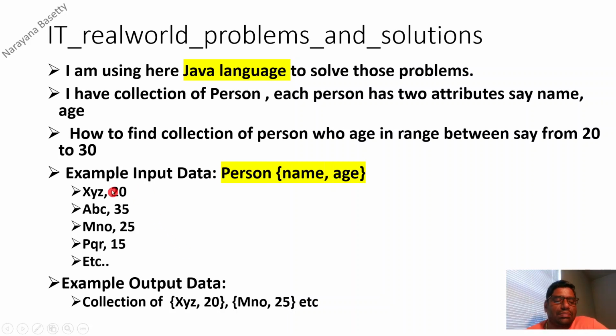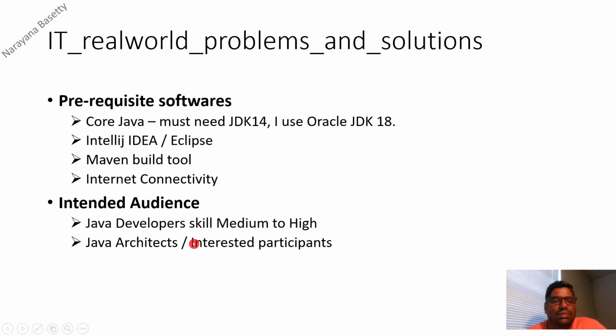So example input data is, say, the name of the person is XYZ, age is 20, ABC 35, MNO 25, PQR 15, and so forth. You have a huge collection list with you. So we want to find based on the age range. The age range falling between 20 to 30 is XYZ and MNO. So this is the problem statement which we are going to solve.